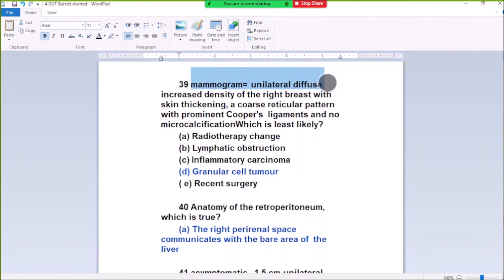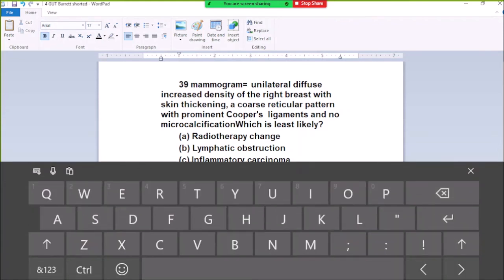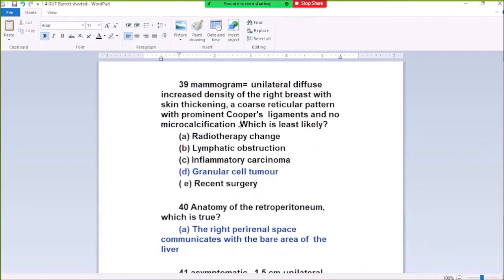39. Mammography shows unilateral diffuse increased density of the right breast with skin thickening, coarse reticular pattern with prominent Cooper ligaments and no microcalcification. Which is not likely a granular cell tumor, because all these features, skin thickening and coarse reticular pattern, show maybe radiotherapy change, reply, obstruction, inflammatory carcinoma, recent surgery, but not granular cell tumor.